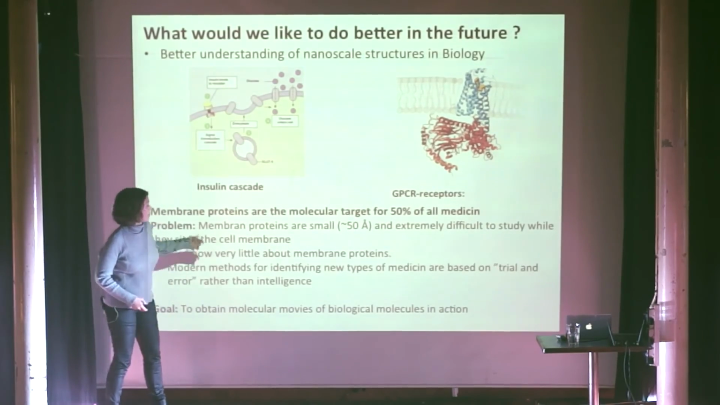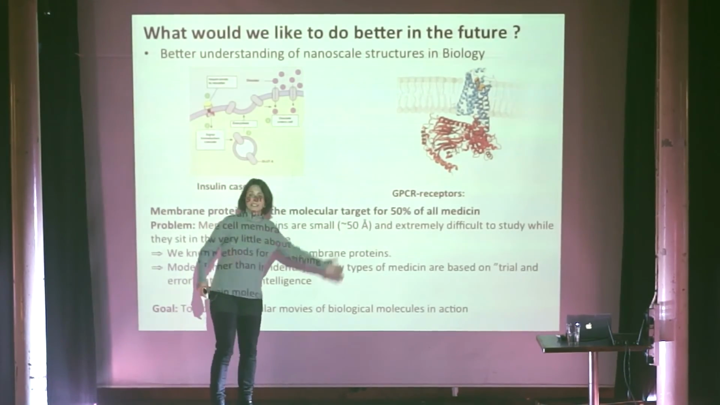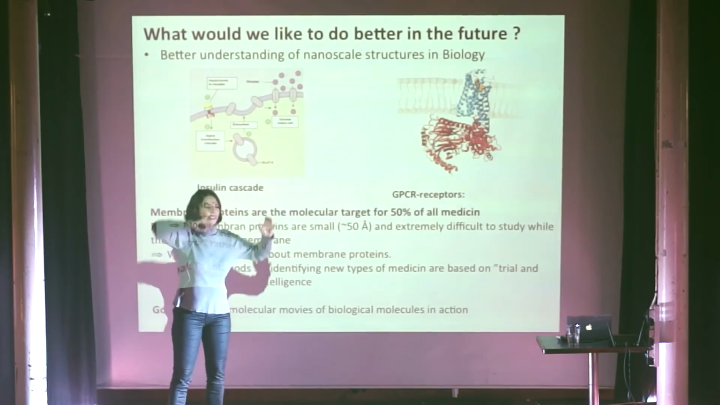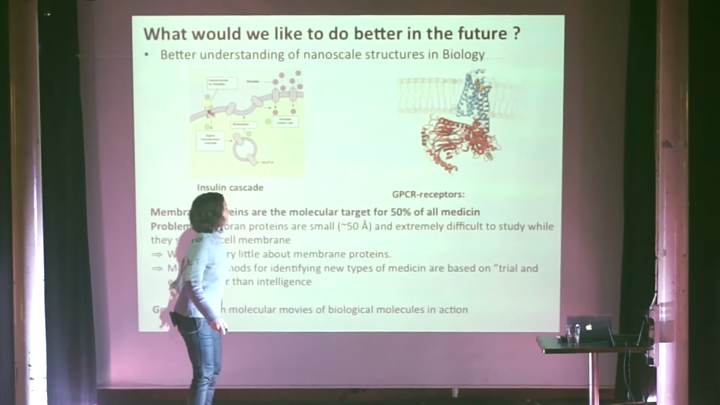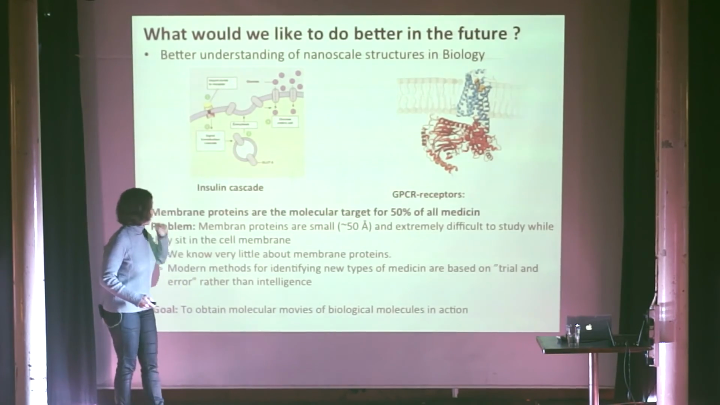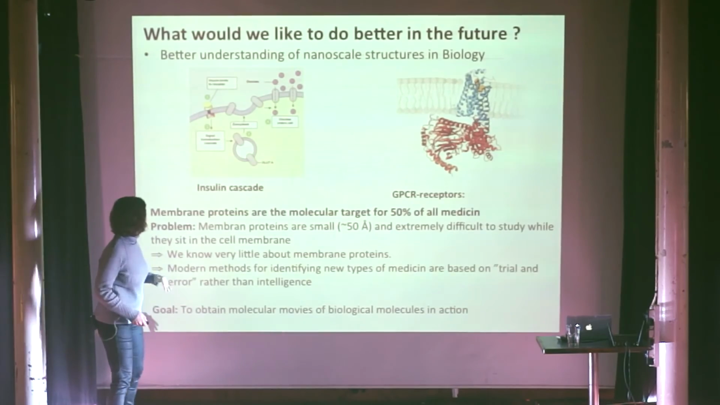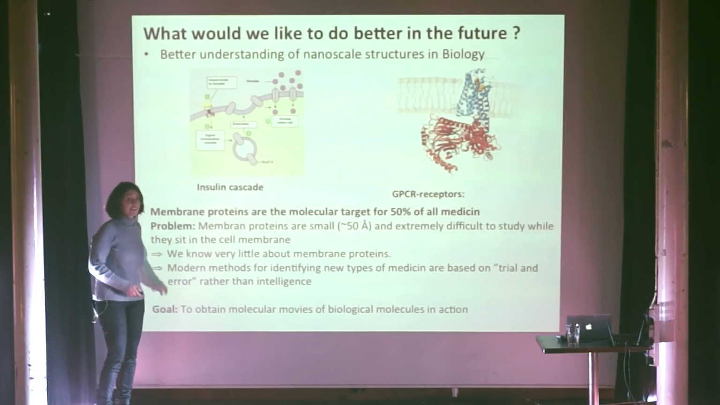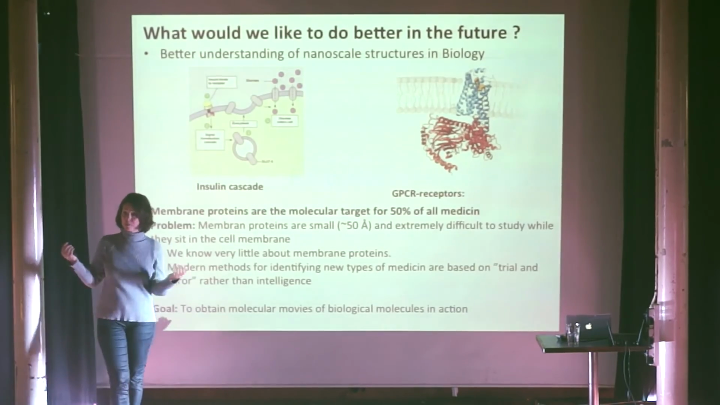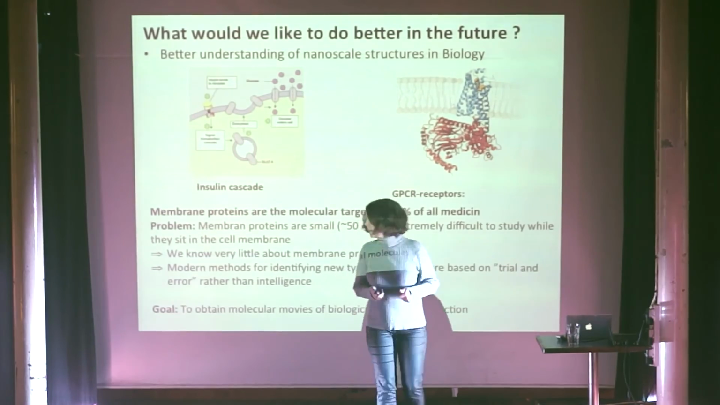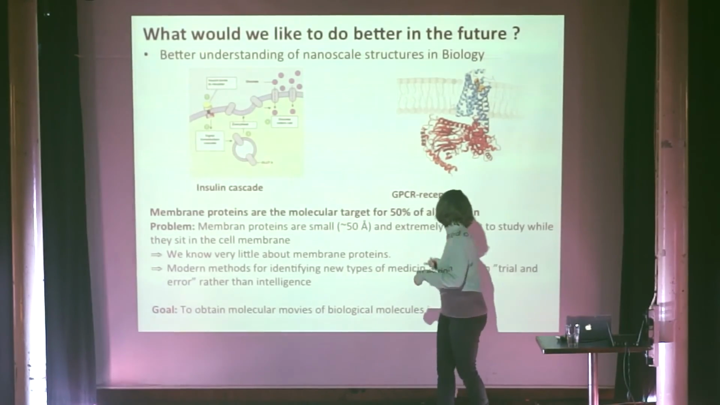And the big problem is, of course, that the membrane proteins are really small. They're only about 50 angstroms or 5 nanometers. And then they sit in this membrane, and they like to change conformation and so on. And it's actually extremely difficult to study while they sit in the membrane and while they do their job. So that means that we know extremely little about membrane proteins. And it also means that all the modern methods we have for developing new drugs are basically based on trial and error rather than intelligence, I would say.